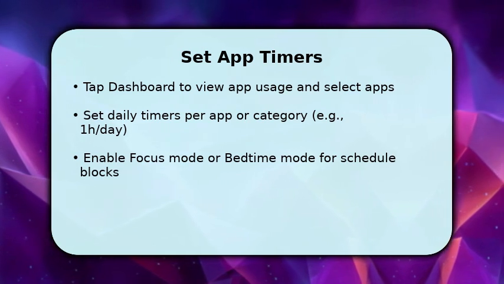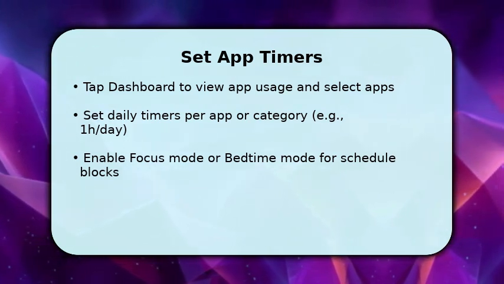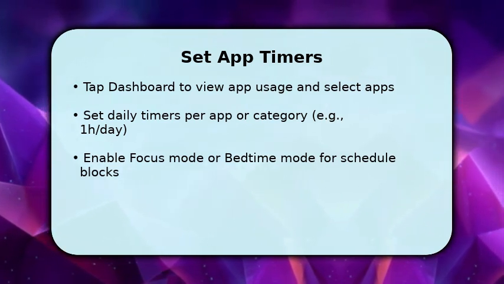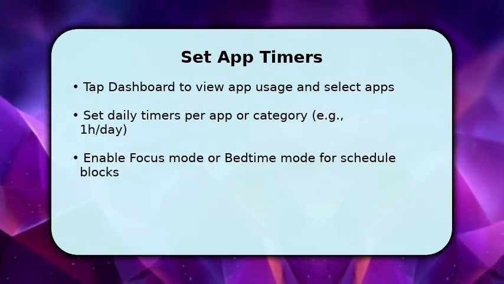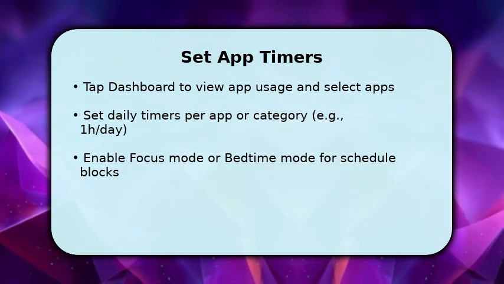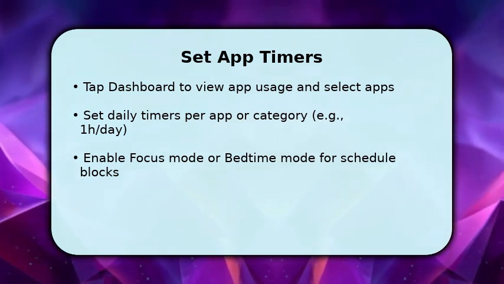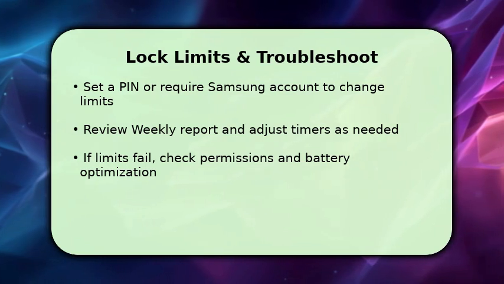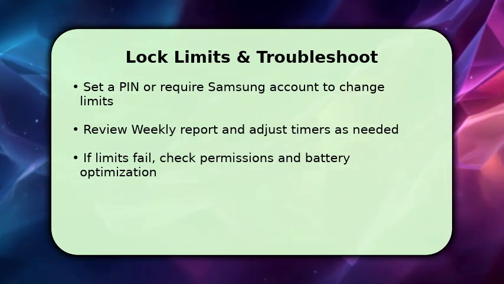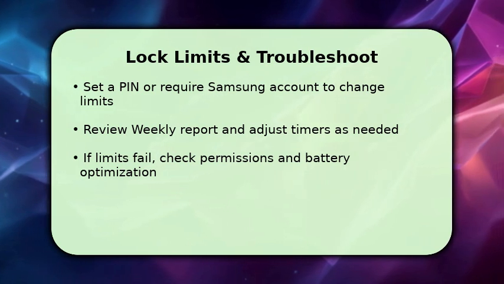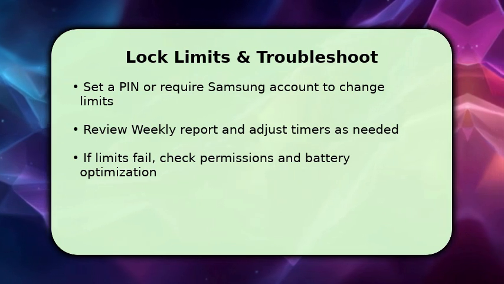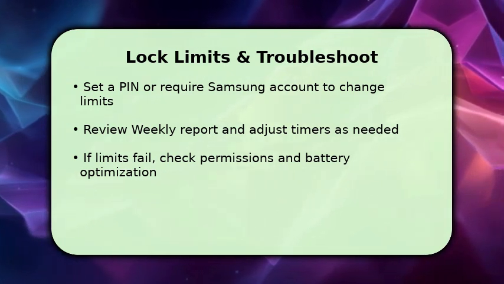For recurring restrictions, enable focus mode or bedtime mode and set start/end times so limits apply automatically. Make sure to apply to both foreground and background use where offered, because some apps keep running without obvious screen time. Finally, lock your settings by requiring a PIN or Samsung account credentials to change timers, so limits stay in place. Check the weekly report to see trends and tweak timers or focus schedules accordingly.